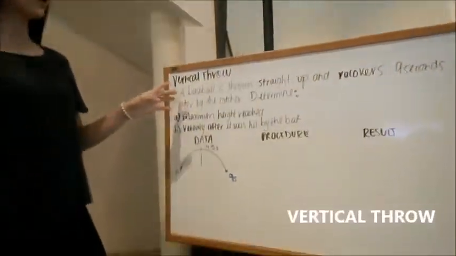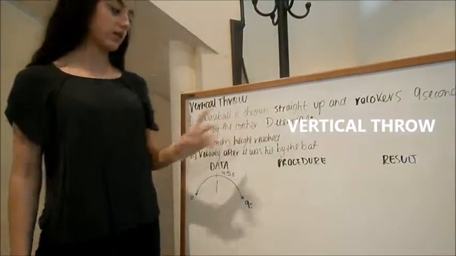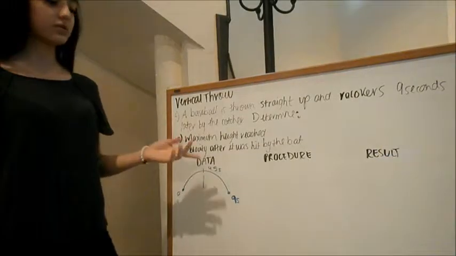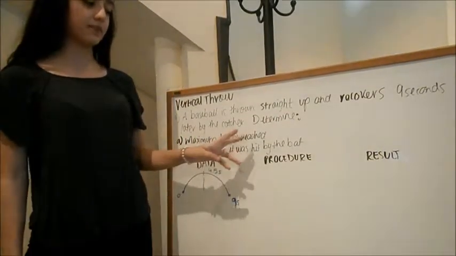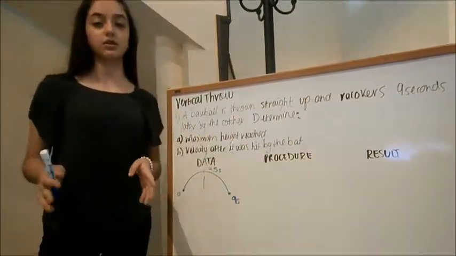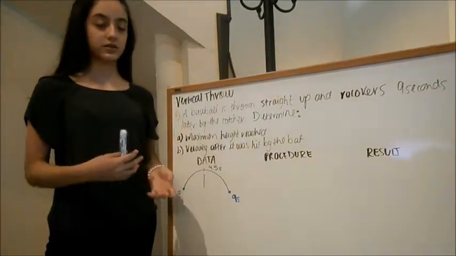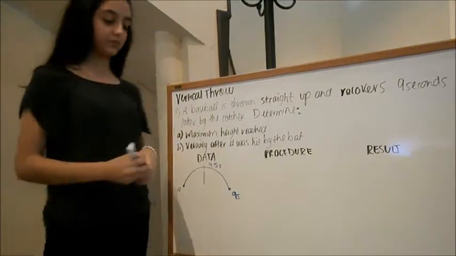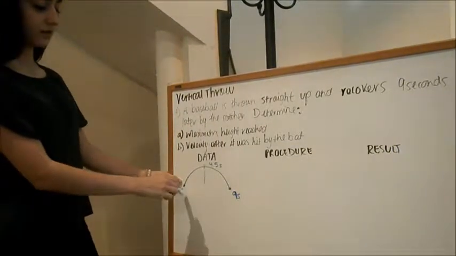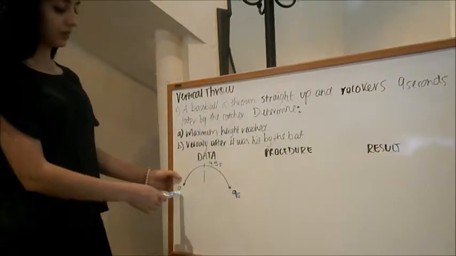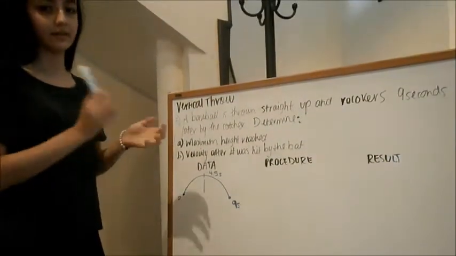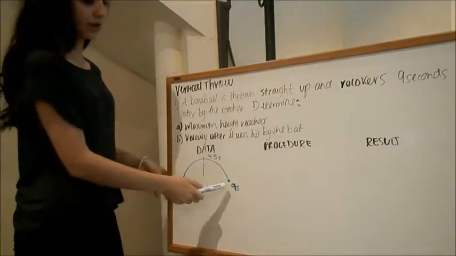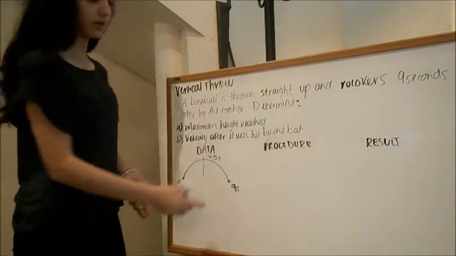Now I'm going to explain a problem about vertical throw. The problem says, a baseball is thrown straight up and recovered 9 seconds later by the catcher. We have to determine the maximum height reached and the velocity after it was hit by the bat. So the first thing you want to do to start solving these types of problems, like vertical throw, is to make a graphical representation. So this will be it. This is the trajectory that the ball followed, 0 seconds because it hasn't been thrown yet, and when it was caught by the catcher, the total time was 9 seconds.